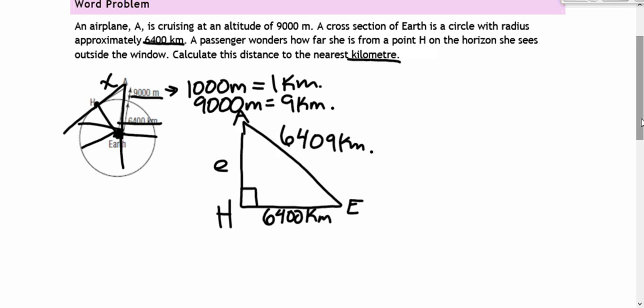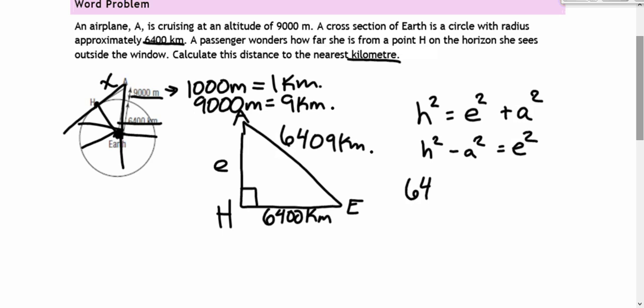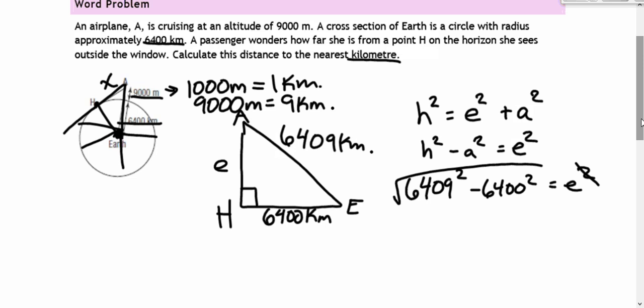Then plug in what we know. This is h squared is equal to e squared plus a squared. H squared minus a squared is equal to e squared. 6409 squared minus 6400 squared, square root that is equal to e squared, sorry, just e, and then you get 339.5 kilometers is equal to e. To the nearest kilometer, 340 kilometers is approximately equal to e.